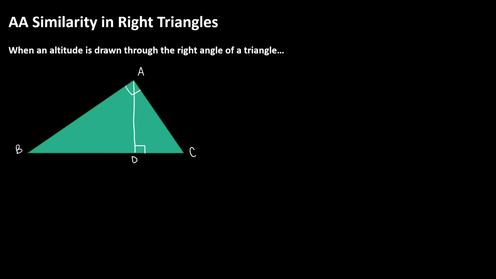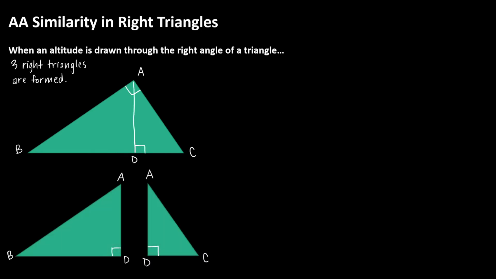When an altitude is drawn through the right angle of a triangle, there are three right triangles formed. So you have the bigger triangle, ABC, and then when you split up the triangle along this altitude, you get two smaller triangles. You get triangle ABD and ADC. And they are all right triangles because altitude AD made them that way.